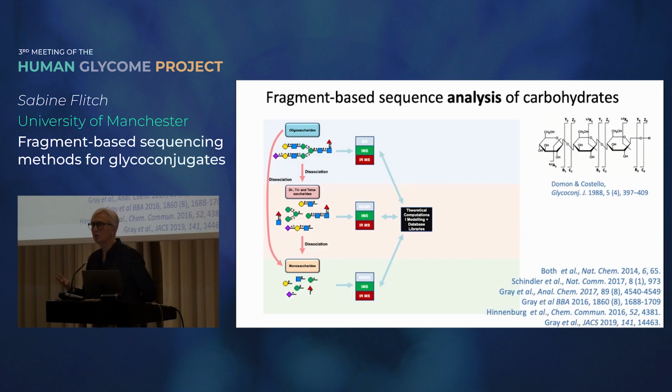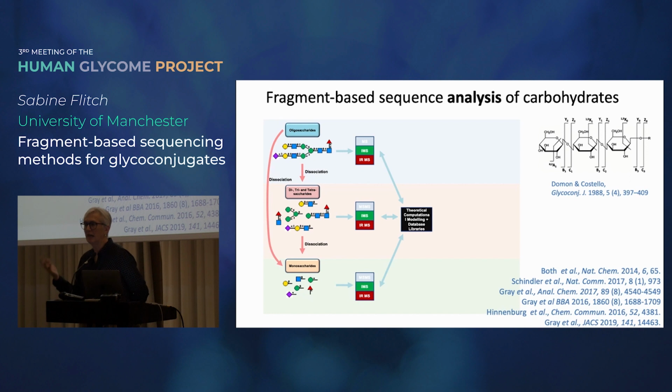So the protocol to sequence a carbohydrate analyte would look like this. You would have some sort of analyte, maybe a glycan structure, which would not necessarily be labeled, it could be labeled but not necessarily. Then you do dissociations in your mass spectrometer using various dissociation methods into fragments, and these could be smaller fragments or even monosaccharides, using the Domon-Costello type of fragmentation patterns. And then you could determine the mass spectrum.